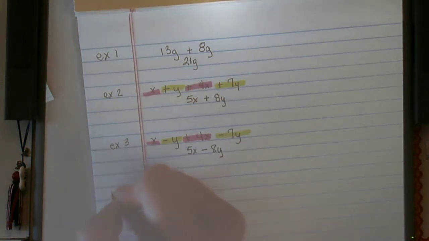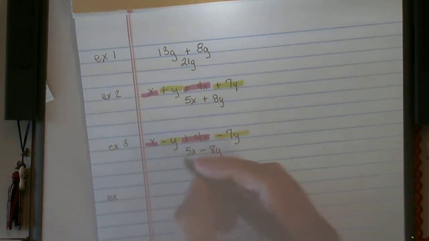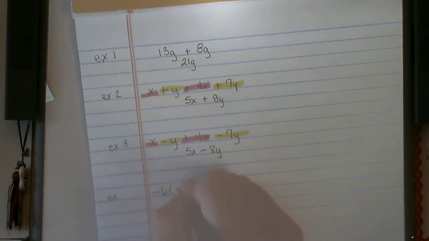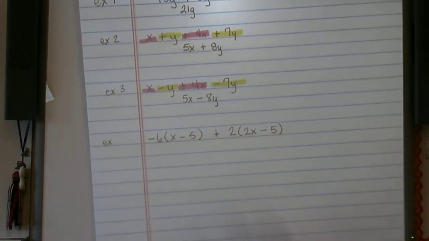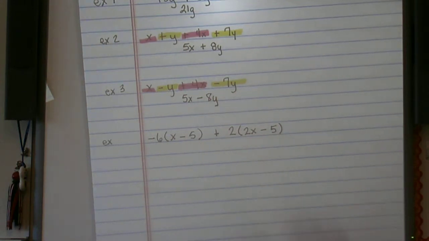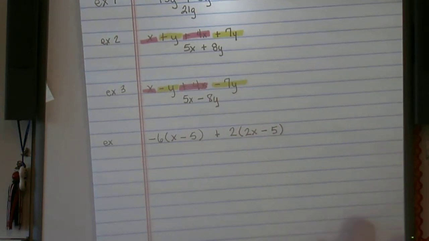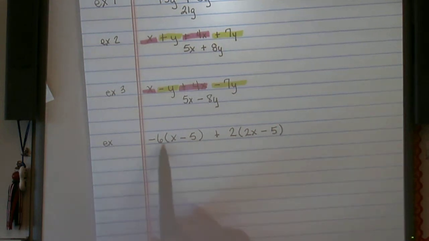All right, our next example will include the distribution property, and I'm going to throw in some negative numbers. Okay. All right, so we're asked to simplify this expression, and so we first have to use the distributive property to simplify this and this.